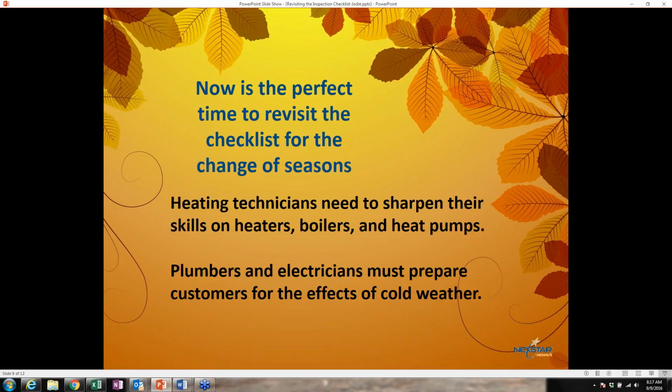For us managers, we need to make sure we have those things on the truck, because the inventory that you typically carry in the summertime might be different than the winter. So we need to make sure we're prepared for that.